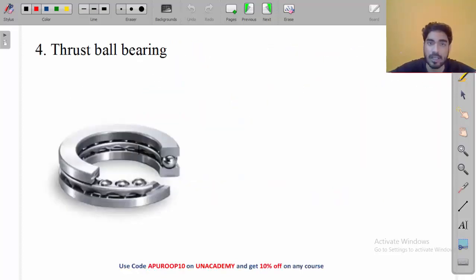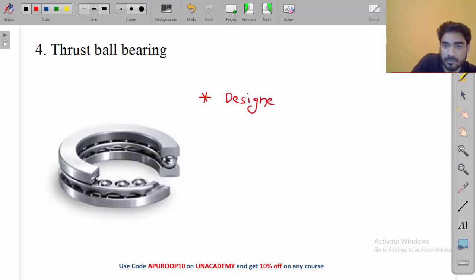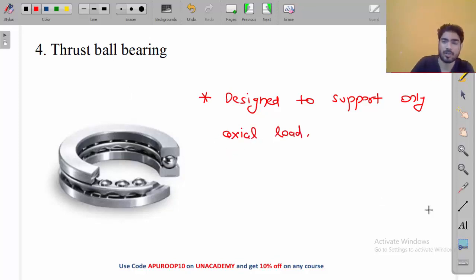Now, my friend, thrust ball bearing. This is a special type of ball bearing, designed to support only axial load, no radial load. In the case of a thrust ball bearing, there is no radial load. So the load will be acting like this, in the axial direction. This is the axis of the bearing, right? So the load is acting like this.